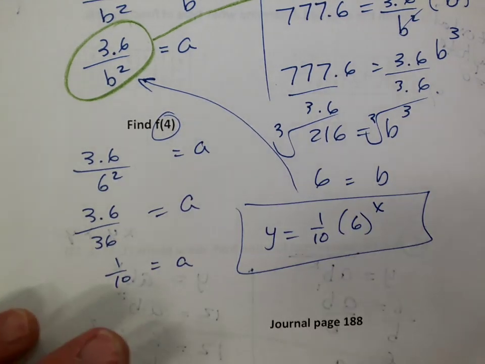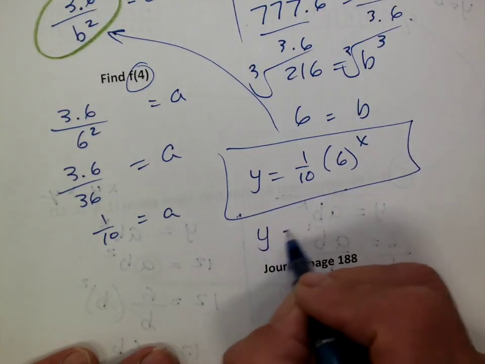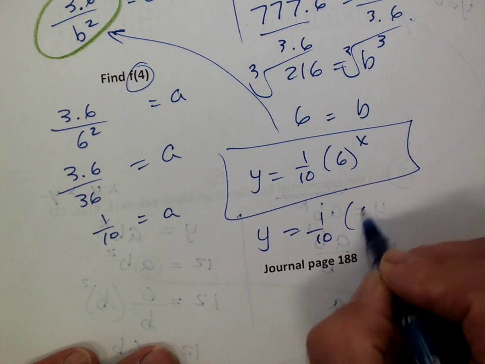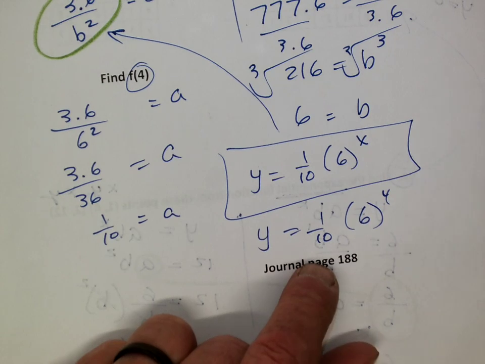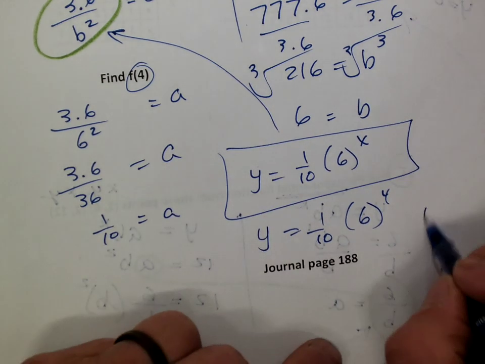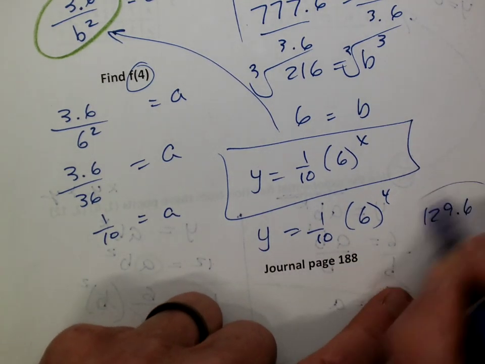Well, that's easy, plug 4 in, right? So I'm going to go y equals 1/10 times 6 to the 4th power. Okay, so I'm just going to do that. 0.1 times 6 to the 4th power, and I get an answer of 129.6. Okay?